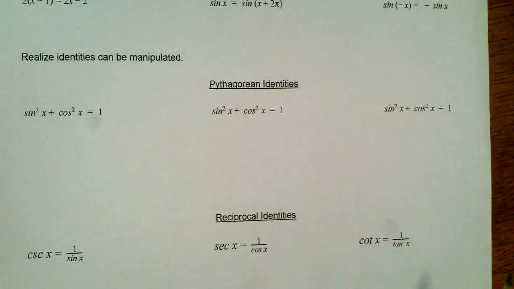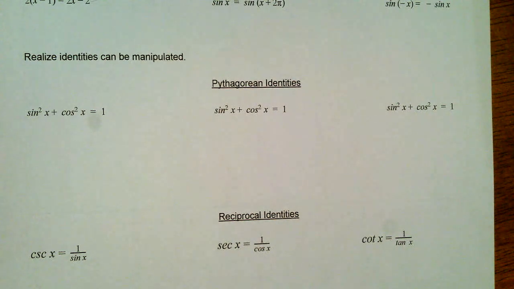When you are verifying identities, it's going to be really important that you realize they can be manipulated. Manipulated means changed algebraically, okay, using properties that are allowed to get something that's equivalent.